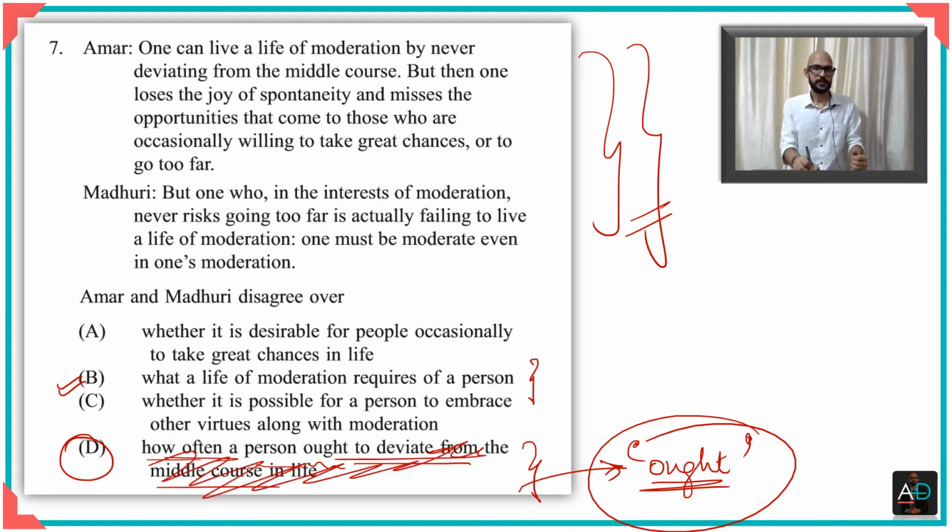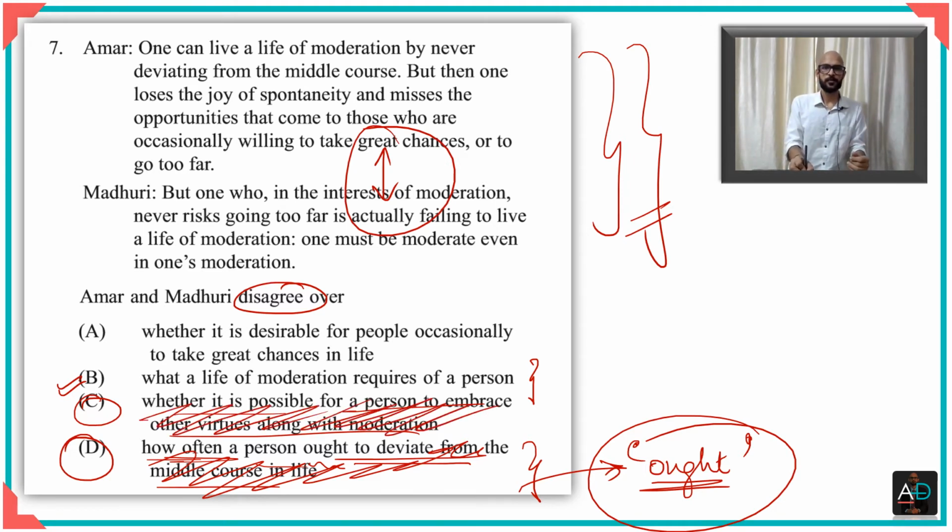Let's look at option C. It says whether it is possible for a person to embrace other virtues along with moderation. You see, this has not been spoken of. The disagreement has to be within what they have spoken. They have not spoken of other virtues, so I will eliminate this because it has extraneous data.